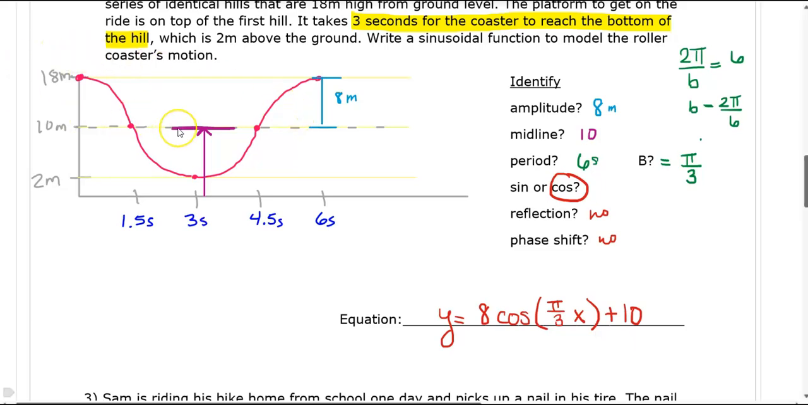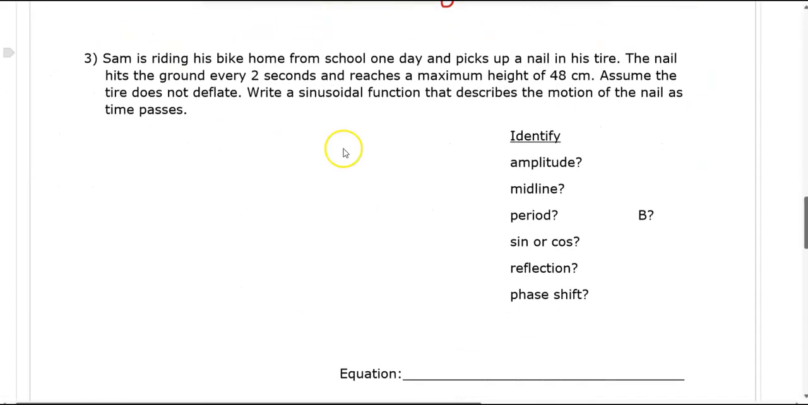All right, let's try this next one. So it says that Sam is riding his bike home from school one day and picks up a nail in his tire. The nail hits the ground every 2 seconds and reaches a maximum height of 48 centimeters. Assume the tire does not deflate. It totally would. Write a sinusoidal function that describes the motion of the nail as time passes.